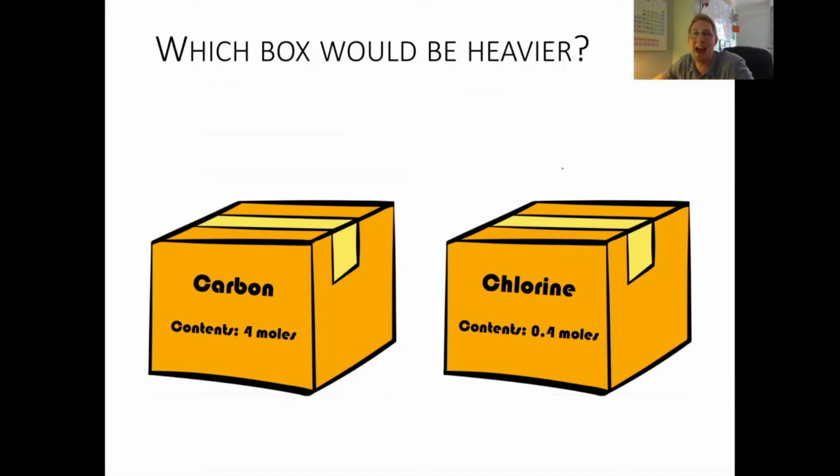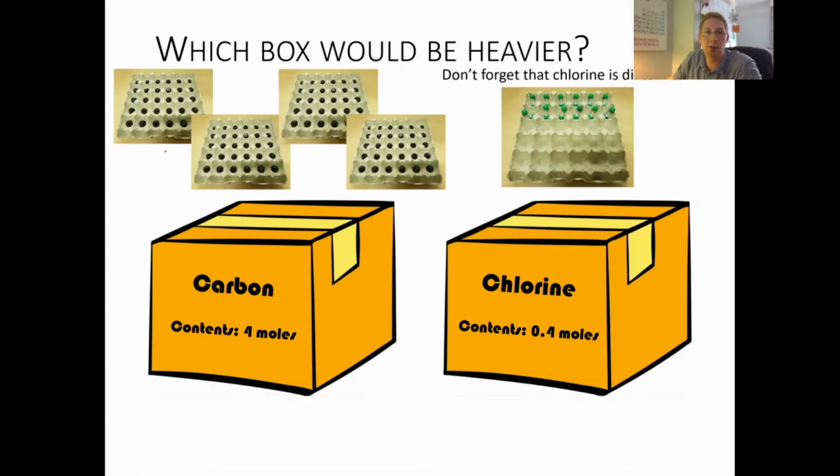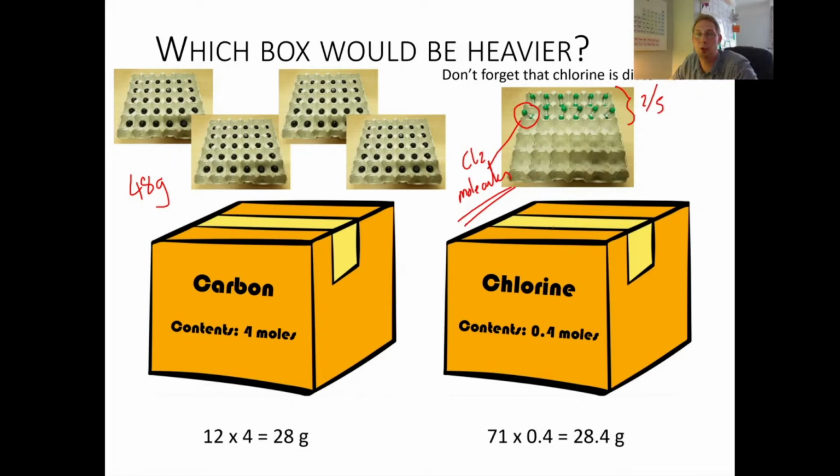What about this one? Be careful here, there is a sting in the tail. Okay, so 4 moles of carbon, each one of those weighing 12 grams, so the total mass there would be 48 grams. Over here on the right hand side though, chlorine is diatomic. So actually we're talking about Cl2 molecules. And if we're just talking about a mole of chlorine or 0.4 moles of chlorine, we mean Cl2. Again, we would just expect you to know that at A level. This is clearly 2/5 full. So 0.4 moles of chlorine, 28.4 grams. The chlorine would be slightly heavier.